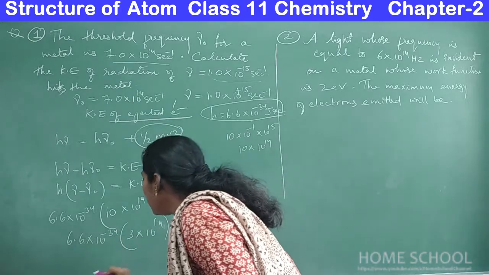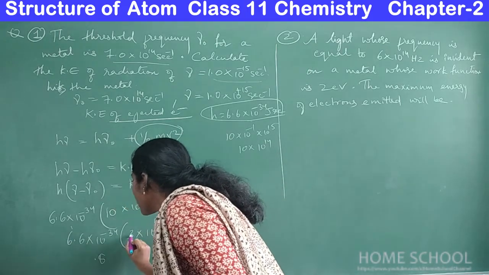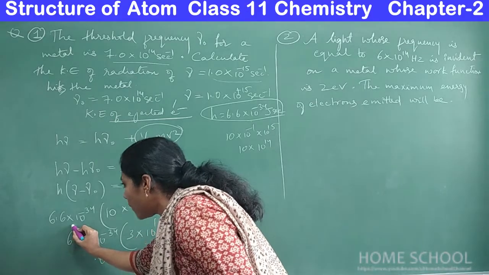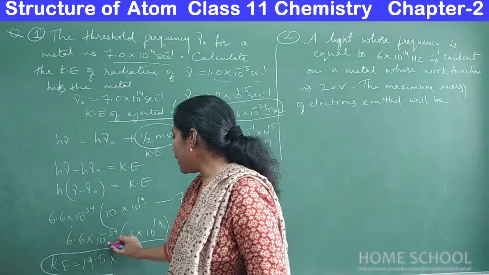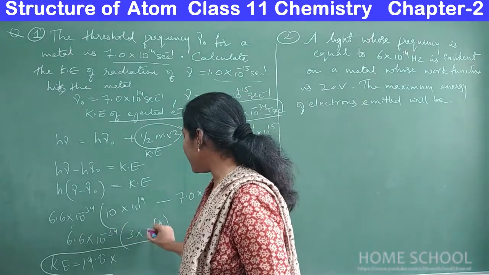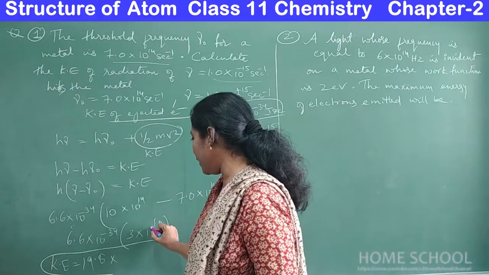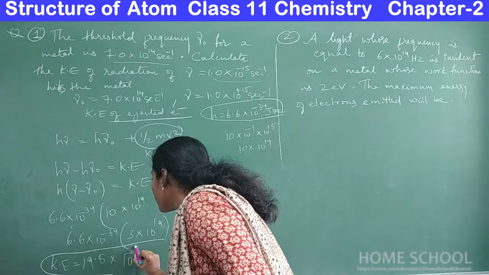So you just have to multiply. 3 sixes are 18, plus 1, 19. So it is 19.8 into 10 power minus 34 into 10 power 14. So minus 34 plus 14, it is 10 power minus 20.